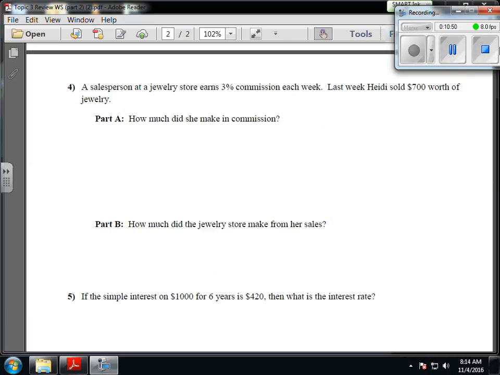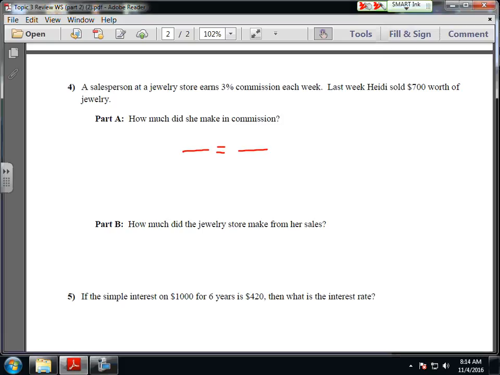Okay, let's take a look at number 4. It says a salesperson at a jewelry store earns 3% commission each week. Last week, Heidi sold $700 worth of jewelry. How much did she make in commission? Okay, we know this side, the left side, is going to say what? 3 over 100. What will the other side say? Where does that 700 go, on the top or the bottom? Is that the part or the whole? Yeah, the $700 is everything she sold. Her commission, or the part she's going to receive, is the part.